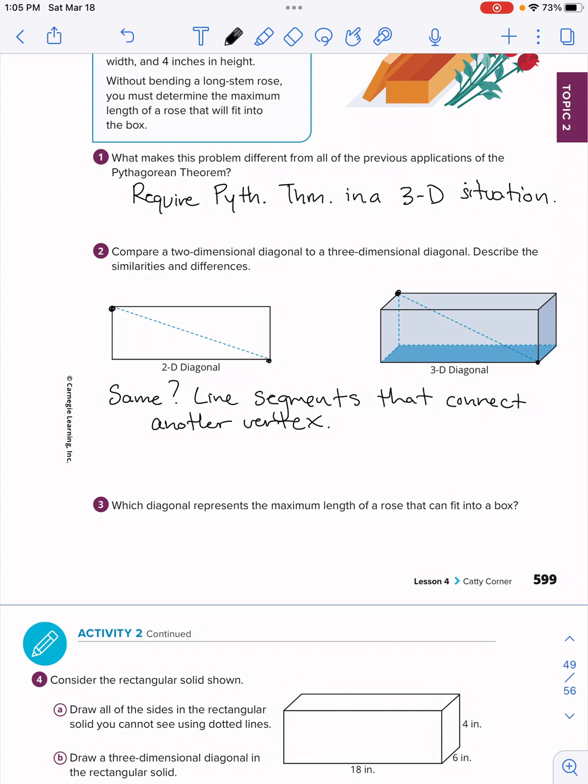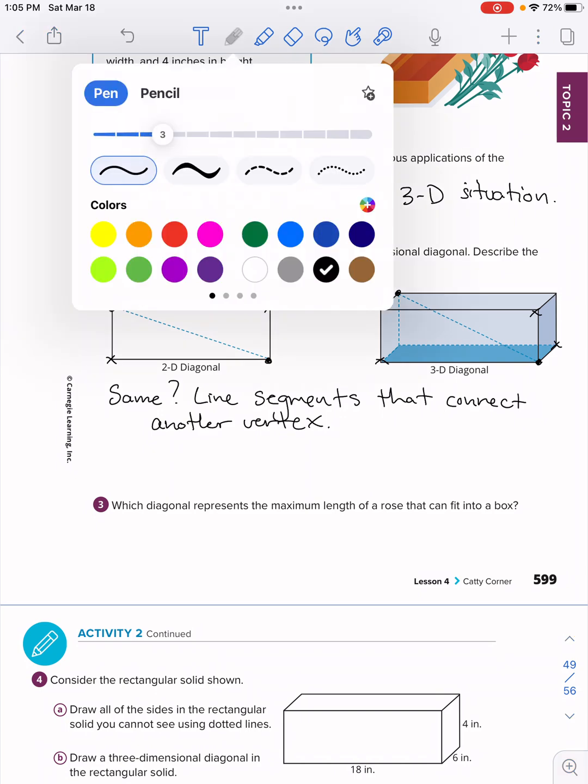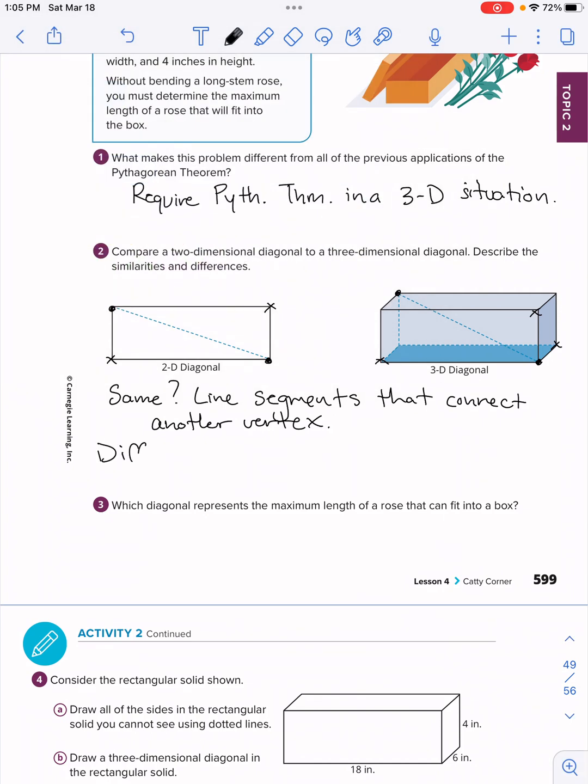So, notice how this vertex, we're not using this one, and we're not using this one, which is right next to it. Some are next to it, this one, and this one in a 3-dimensional figure. So they're not next to it. And then another thing here is, a 2-dimensional diagonal shares the same plane. So we'll say that this is different. We'll say a 2D diagonal shares the same plane.